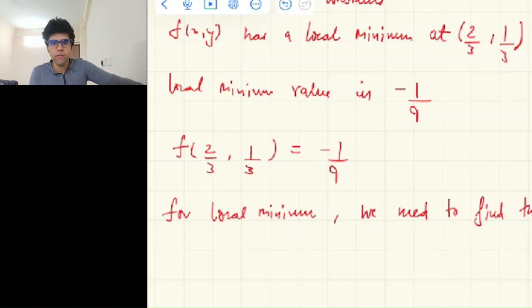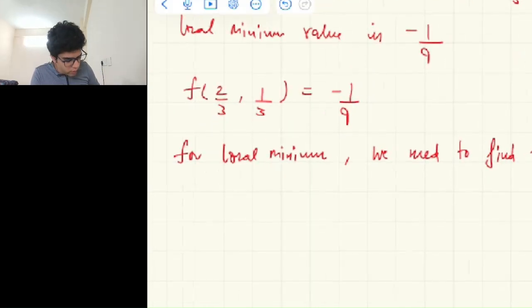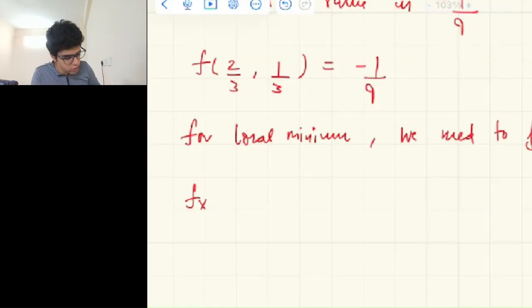If we have an interior stationary point, and when we construct a Hessian matrix and the matrix turns out to be positive definite, then we say that the interior stationary point is a local minimum, right? This means that the point 2/3, 1/3 should satisfy the conditions of a stationary point. So how do we find the stationary point? By equating the first order partial derivatives to 0, right? So we need to equate fx to 0 and fy to 0.